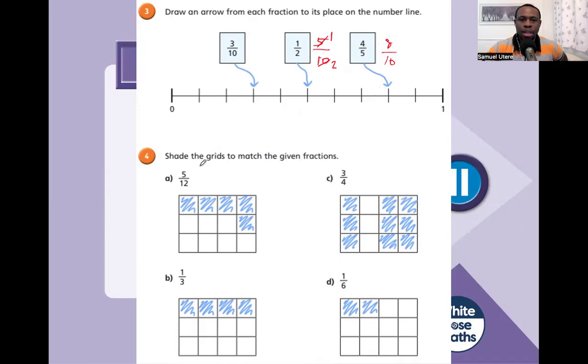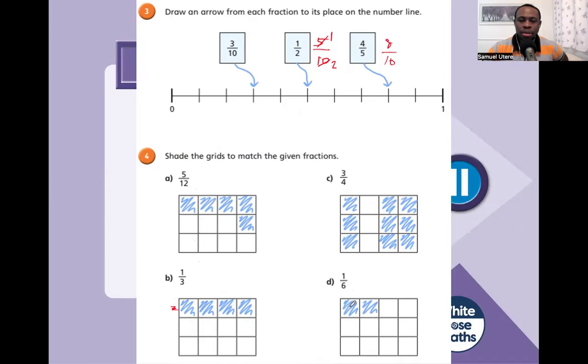We're required to shade the grid to match the given fractions. You can see that we have 12 squares. And then to represent 5/12, we need to shade 5 squares. Here we are required to represent 3/4. We have 4 columns. To shade 3/4, we just need to shade 3 columns. Here we have 3 rows. To shade 1/3, we just need to shade 1 row.